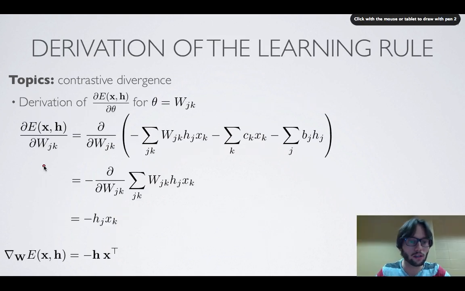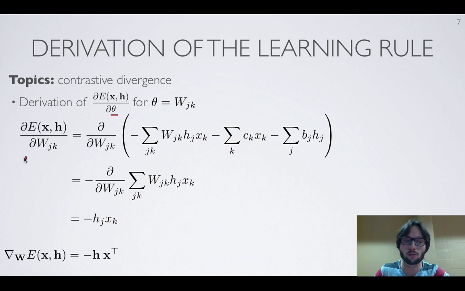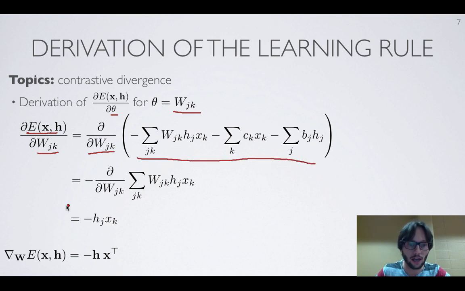Okay, we need to perform a few more derivations to get the full algorithm. Remember that we have to perform an expectation over h of the partial derivative of the energy with respect to any parameter. So let's first do the partial derivative of the energy with respect to any parameter. We'll just do the case for the connection between the jth hidden unit and the kth input. So the partial derivative of the energy with respect to a connection is the partial derivative of this. That's just the energy function.